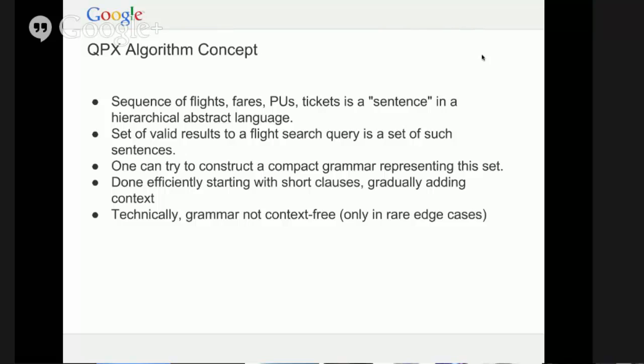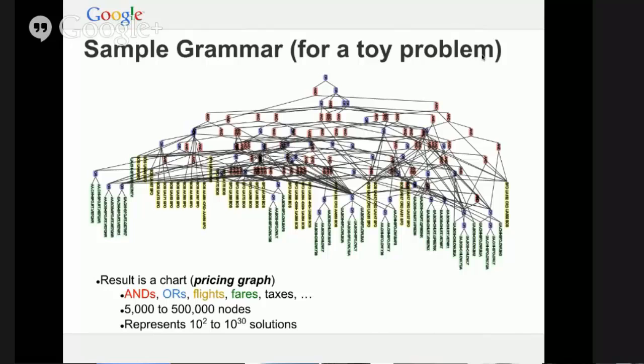Although technically the grammar is not context-free, for the most part you can assume that it is context-free. And once you have a context-free grammar, you can parse it nicely and you can get nice properties out of it, through which you can get reasonable answers to your questions. Now, there's no way to guarantee that you will get the best answer, but you can get a reasonable answer. But even though it's in a quote-unquote compact grammar, it's not really that compact from a human cognitive abilities point of view. For example, here's a sample grammar for a toy problem.